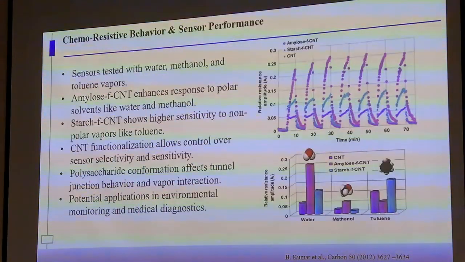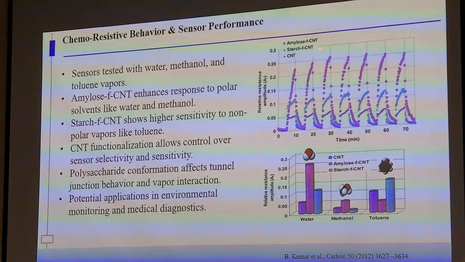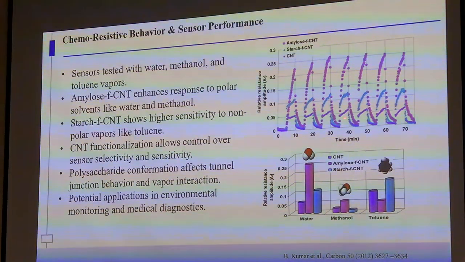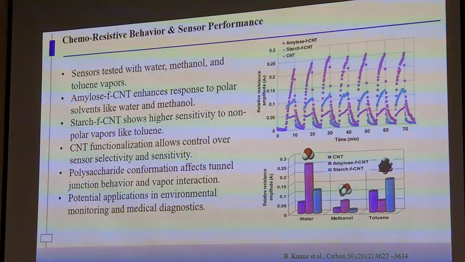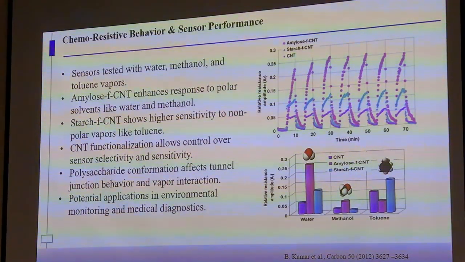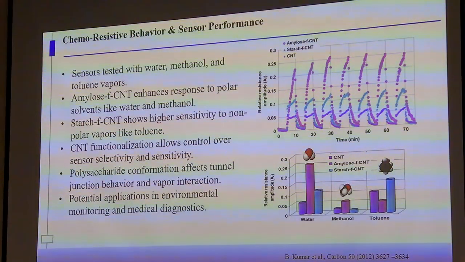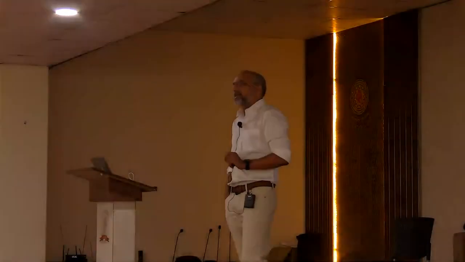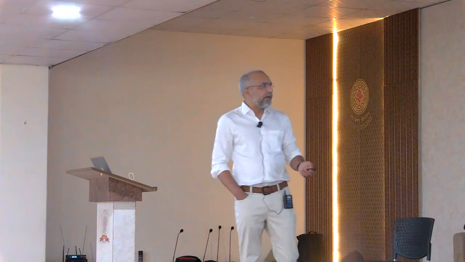And when we test these again for those three different molecules, water, methanol, and toluene, these amylose functionalized carbon nanotubes again have a better response compared to the two other networks. So it is just confirming that if you are able to tune the junction of carbon nanotube and carbon nanotube, you can enhance the sensitivity. And even depending on the molecule that you are using to tune the junction, you can introduce a novel selectivity too.